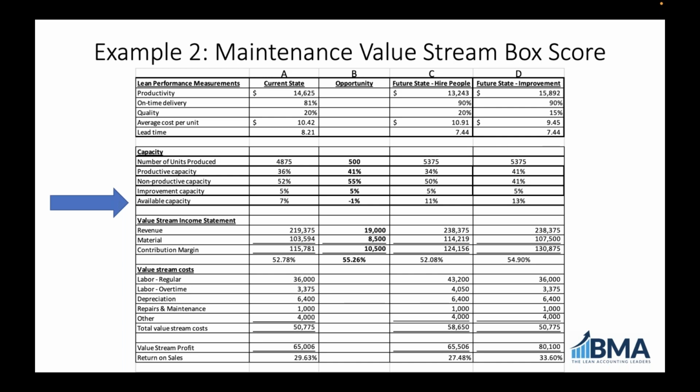And you could hire people. That's column C. And if you go down into the value stream cost, you can see that the labor cost and the overtime cost goes up. And the net result is you're only making $500 more a month.